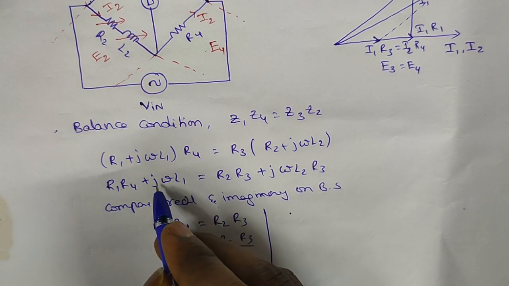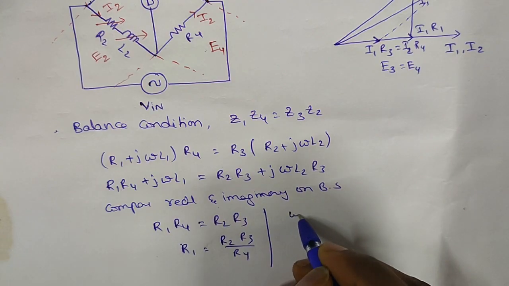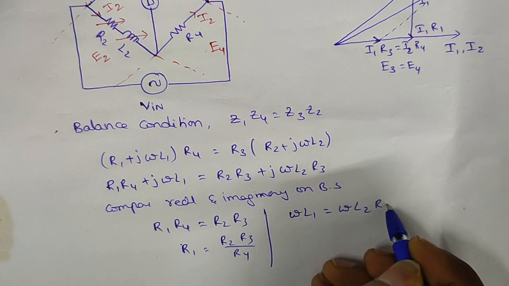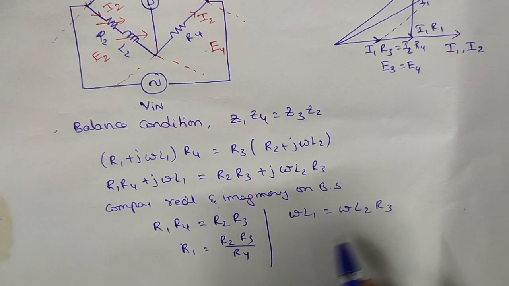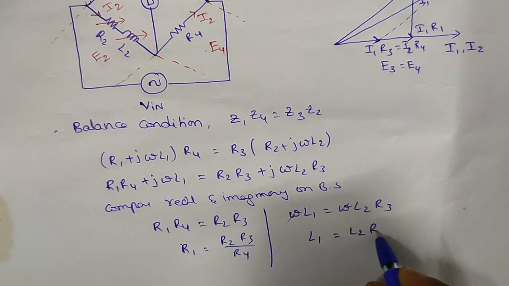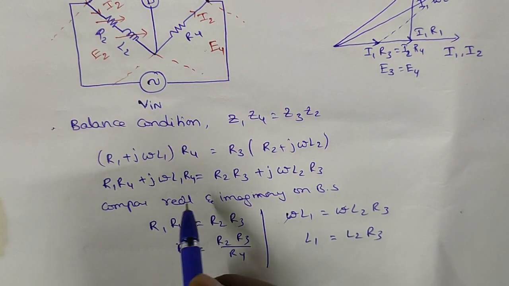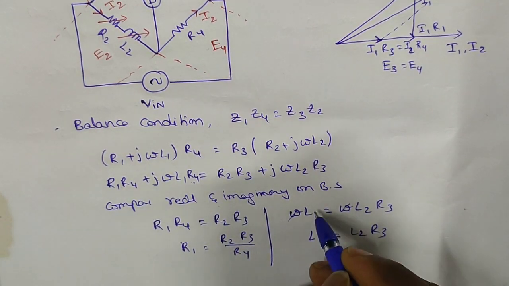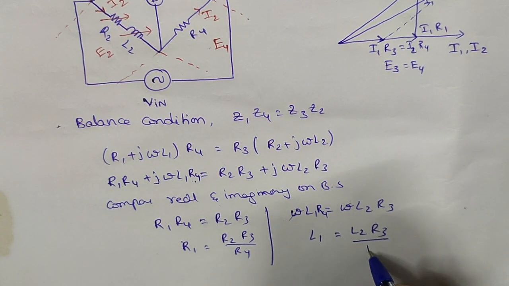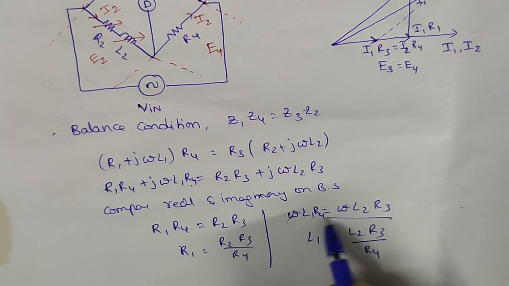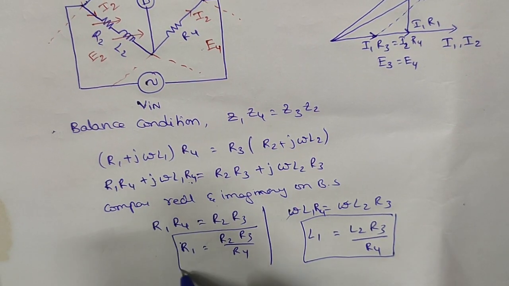Here imaginary terms are j omega, j omega. That means omega L1 is equal to omega L2 R3. Therefore omega, omega cancel. L1 is equal to L2 R3. Sorry, here R4 is missing, so here R4 will be written. So L1 is equal to L2 R3 R4, and this is the L1 term and this is the R1.